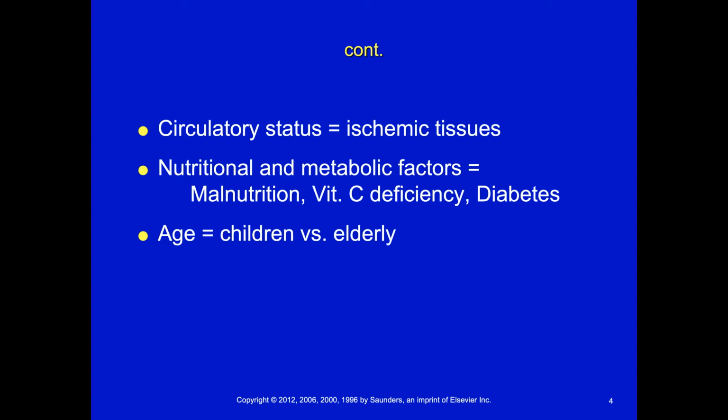Also of consideration are nutritional and metabolic factors. So if somebody has malnutrition or a vitamin C deficiency or a chronic disease such as diabetes, then you're going to have more problems with healing. And finally, age. Children are always going to heal better than the elderly.